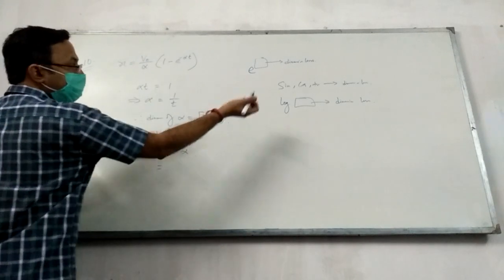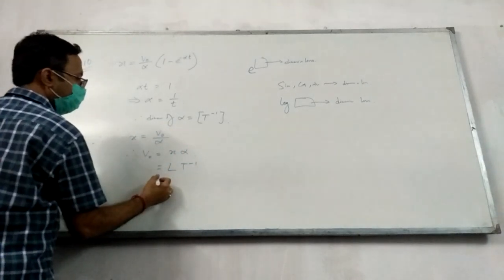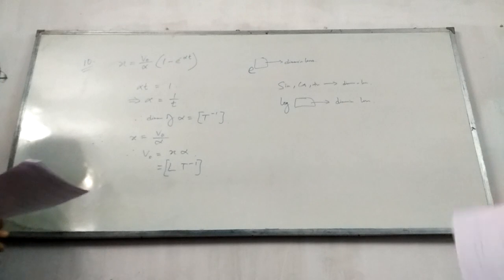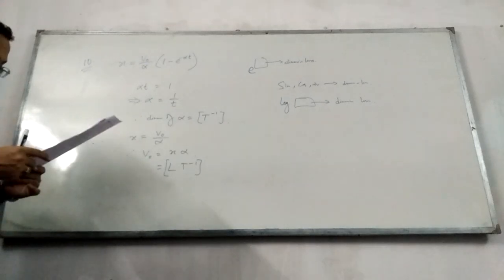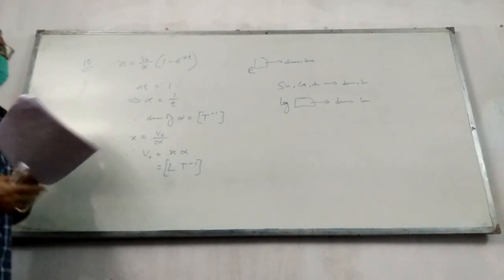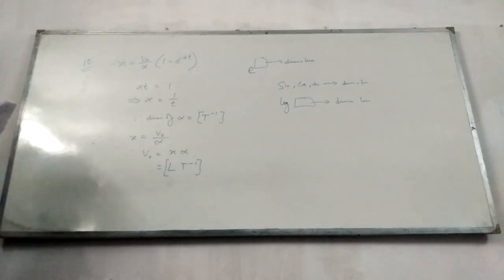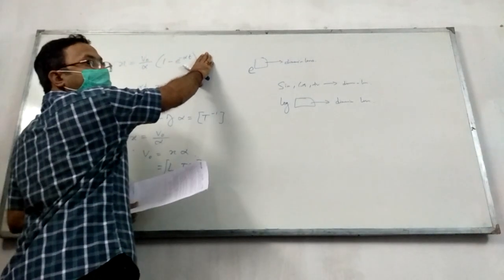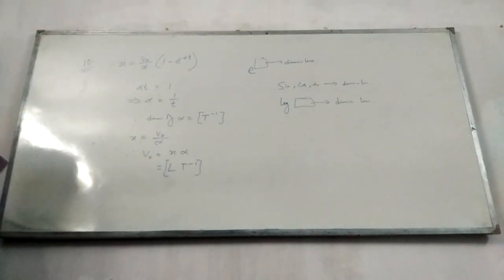So x is what? Distance. It's a distance, meaning L, and alpha is T to the power minus 1. So the dimension of v naught is L T to the power minus 1. The question said position of the particle, and to measure position you have to measure distance, so take it as L. The whole exponent part is dimensionless, this whole thing is dimensionless quantity. That's why this is equal to this. Is it clear?